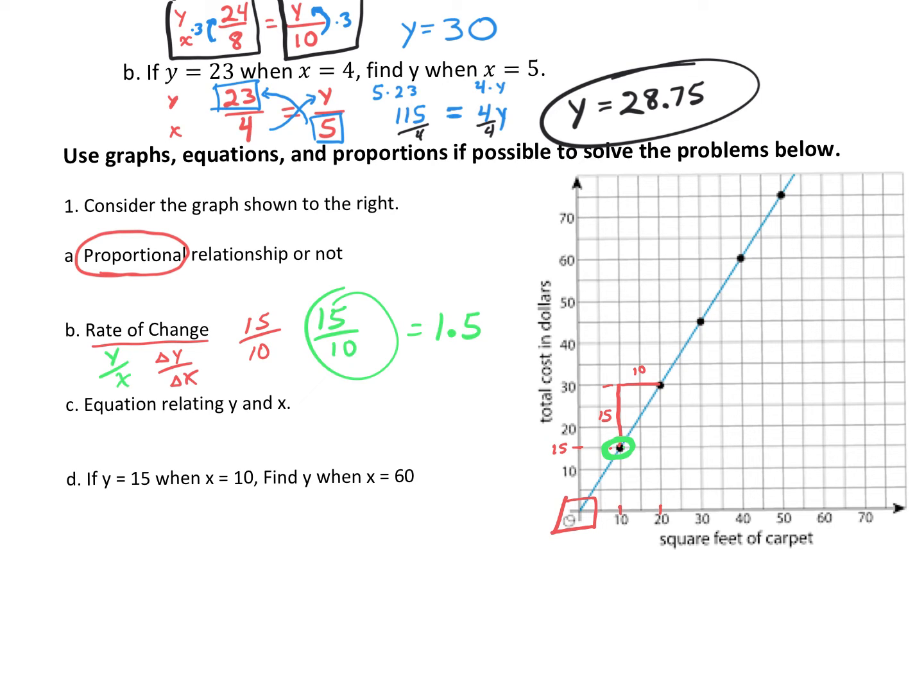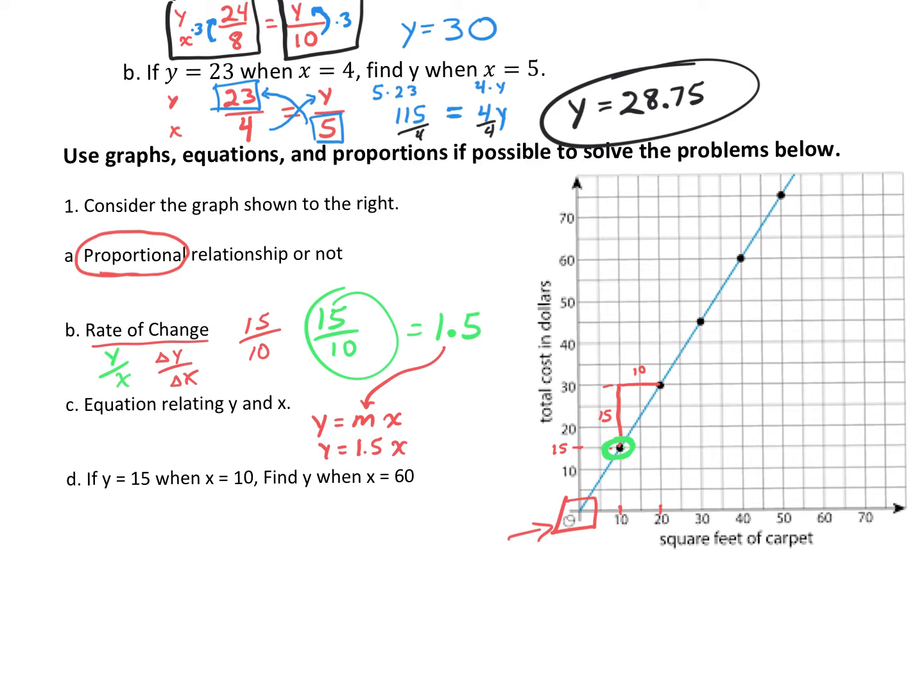Now, the reason we want to divide it is because of the next problem where we want to write the equation relating x and y. So the rate of change, that's the slope, and we're going to write the slope, y equals m times x. We don't need the b because it's 0, remember? So that m is 1.5, so y equals 1.5x.